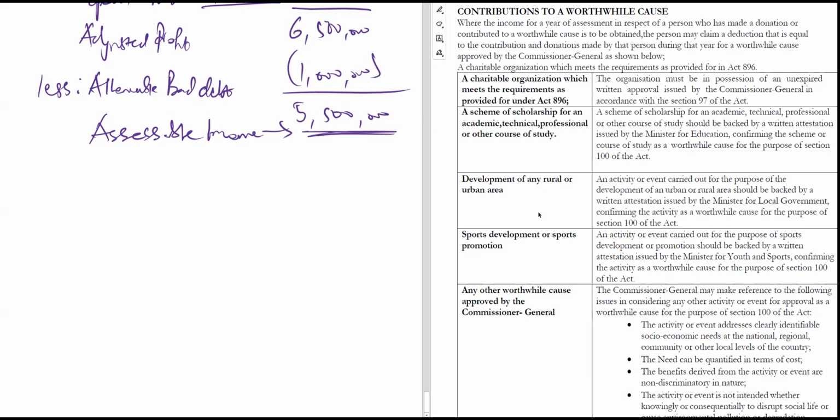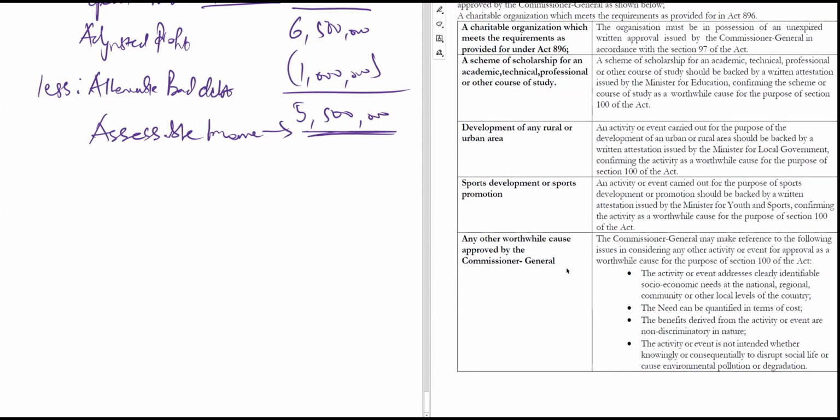When you support sport promotion or what? Sports development, right? And it should be backed by a written attestation by the Minister of Youth and Sports, confirming the activity as a worthwhile course before you can claim. So with these, it's not just that if I do a donation, it's allowed. You have to look at whether it's a worthwhile course and it is backed by a written attestation. So there may be other worthwhile courses that are approved by the Commissioner General, right?